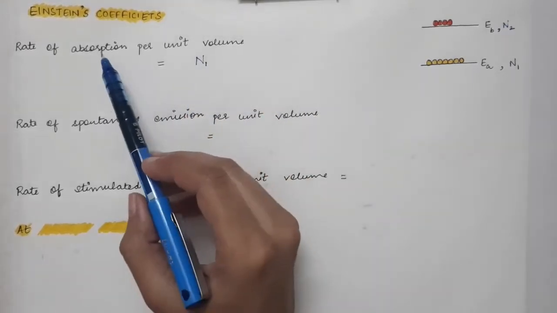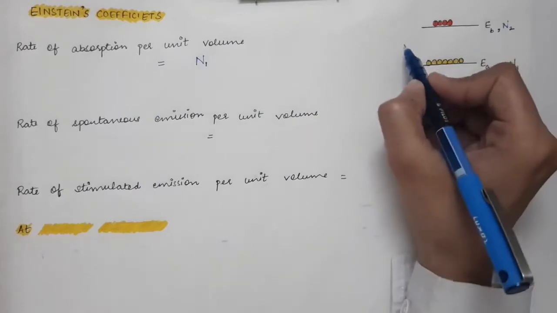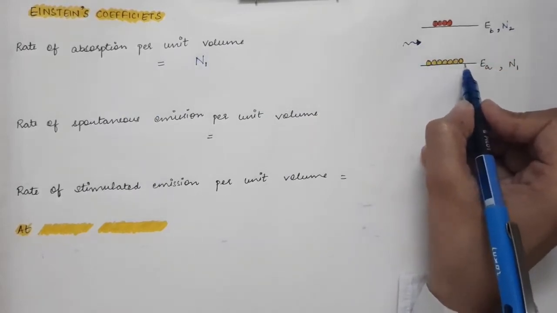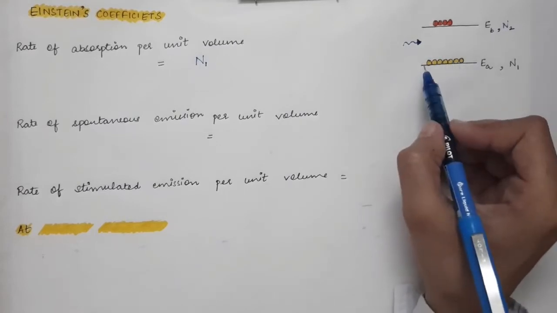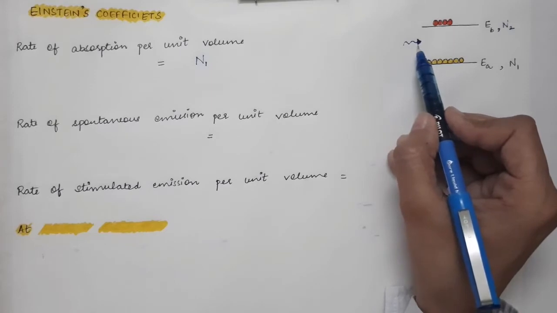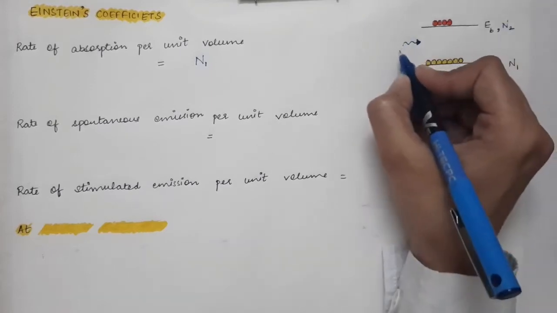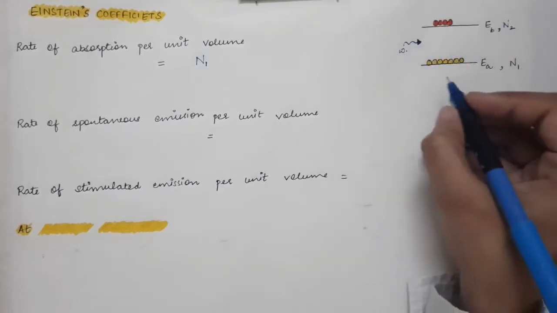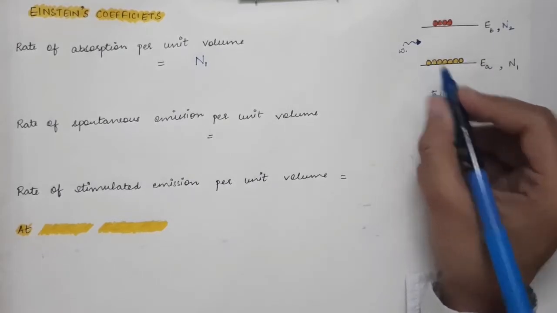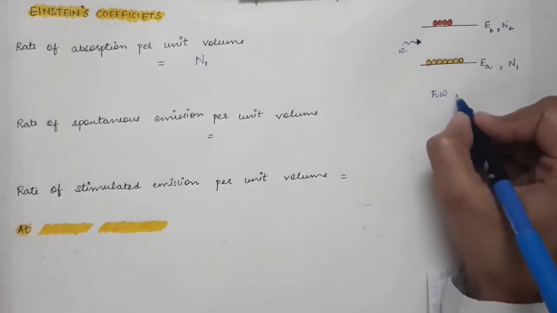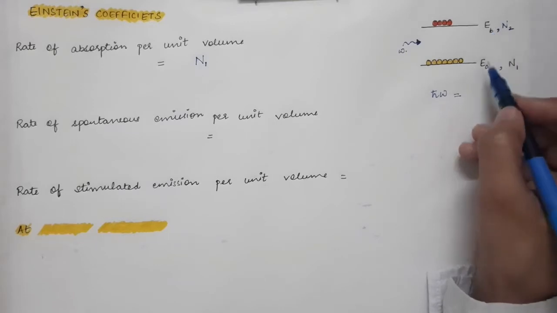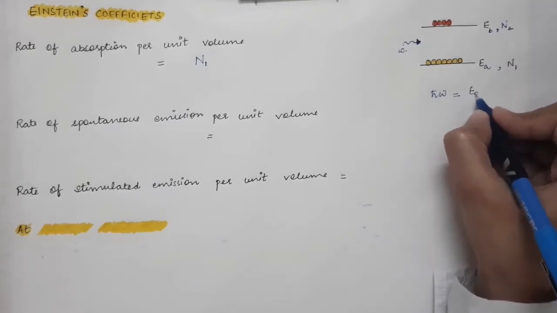Then in the case of absorption, an incoming photon interacts with the atoms in the lower level. So the rate of absorption also depends upon the energy density of the radiation at frequency omega. Now what is omega? h cut omega is the energy of the photon. If this energy is equivalent to EB minus EA, only then absorption can take place.